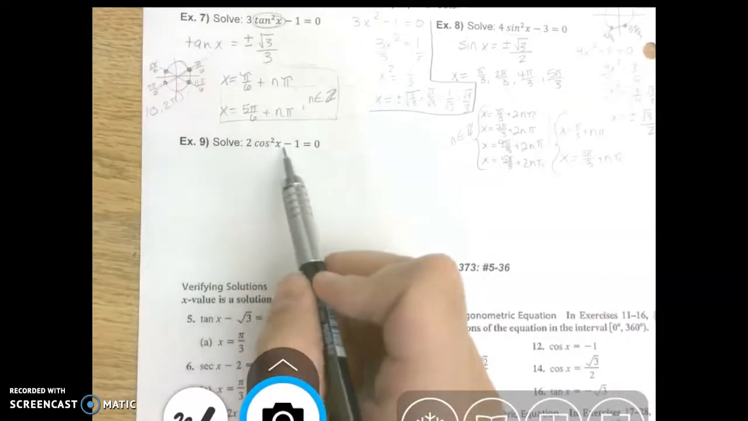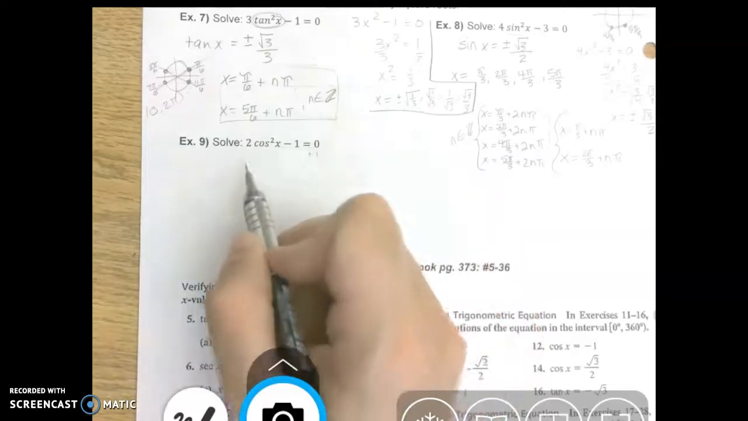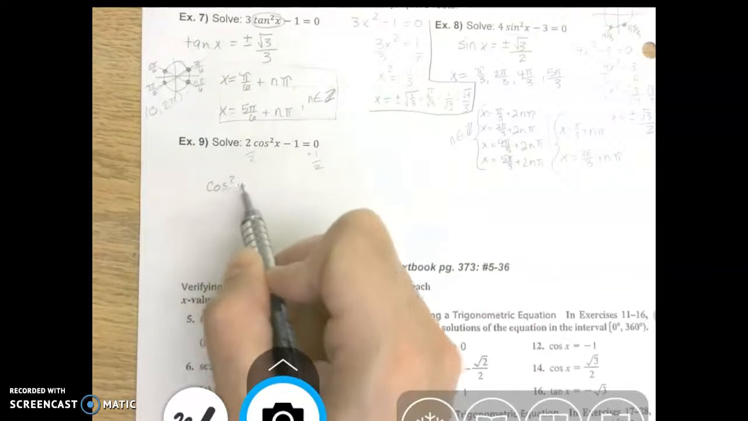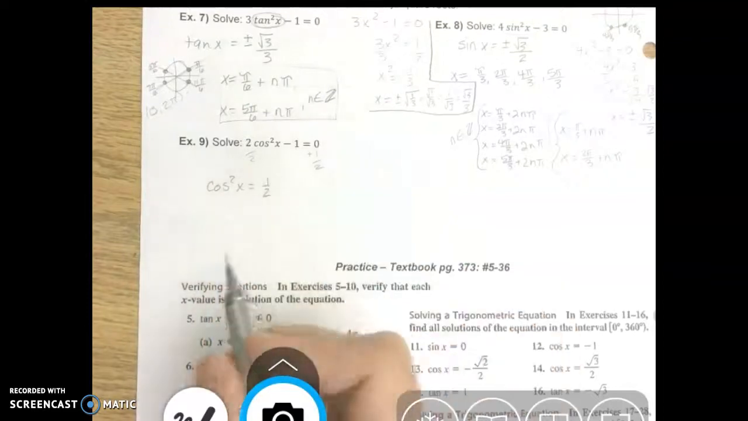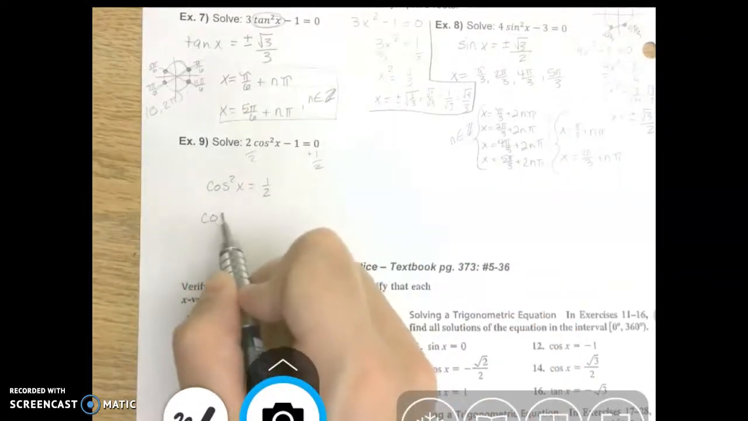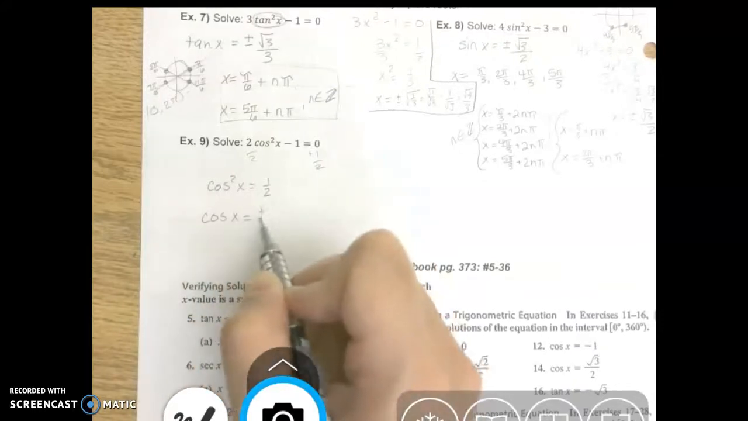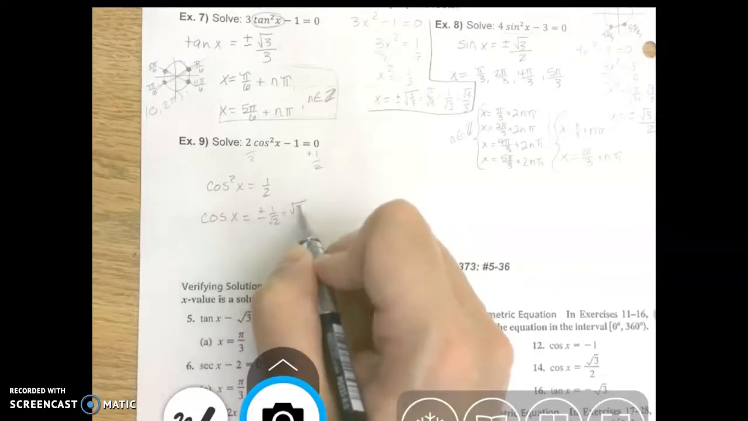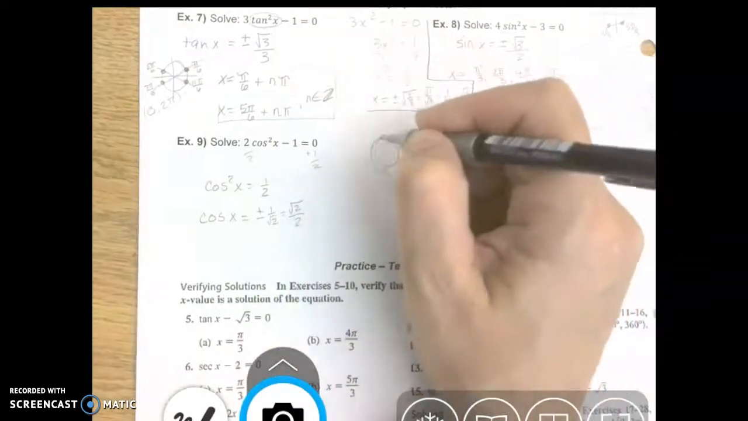All right, last one here. Solving 2 cosine squared x minus 1. So I'm going to add 1, and then I'm going to divide by 2. And so I get cosine squared x is equal to 1/2. Take the square root, and you end up with cosine of x is equal to plus or minus 1 over the square root of 2, which we know to be the square root of 2 over 2.